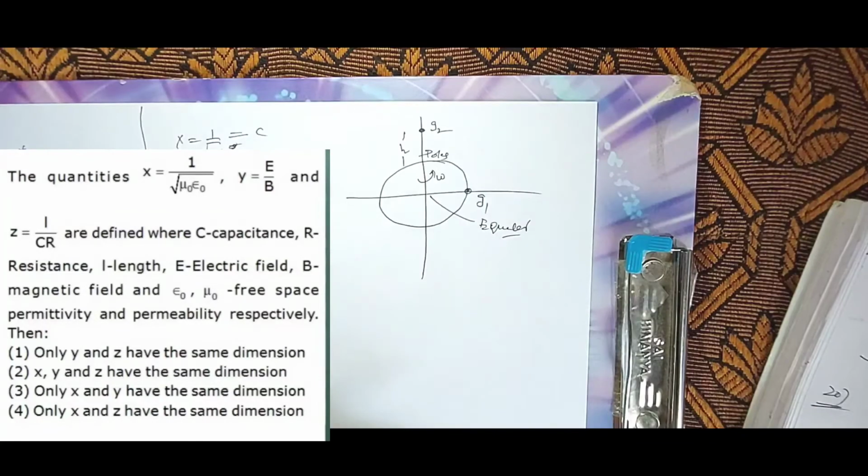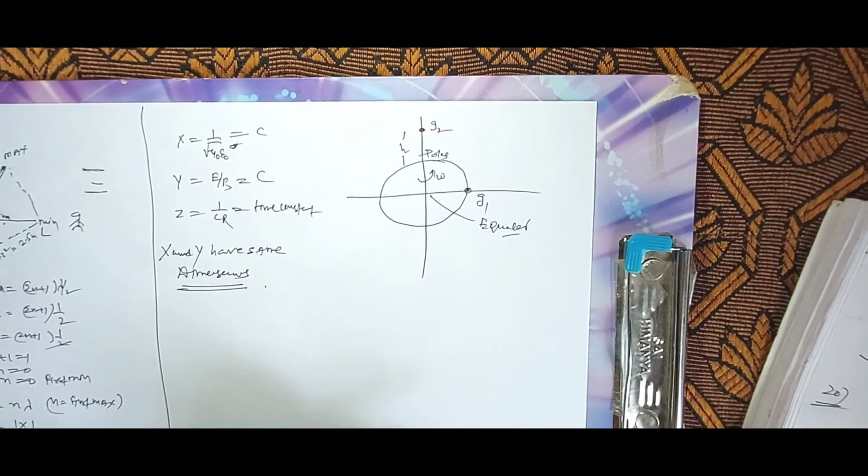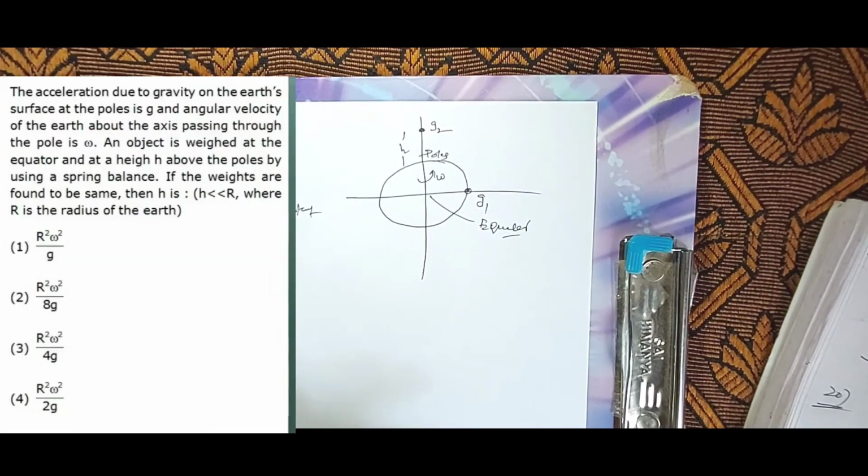That is our correct option. Next question. The acceleration due to gravity on earth's surface at the poles is g, and the angular velocity of the earth about the axis passing through the poles is omega. An object is weighed at the equator and at a height h above the poles by using a spring balance. If the weights are found to be the same, then what is the height h?